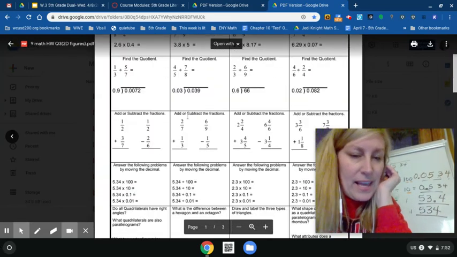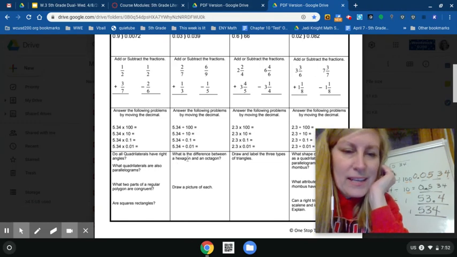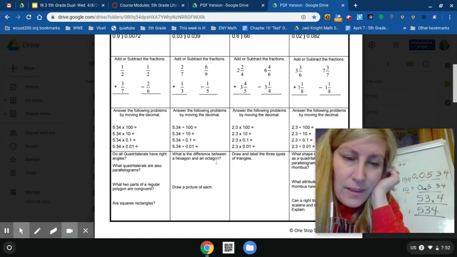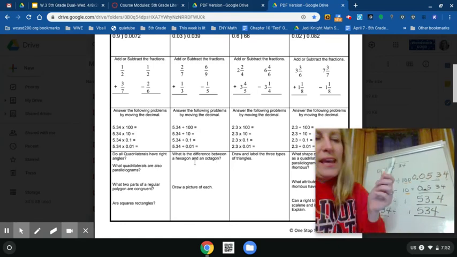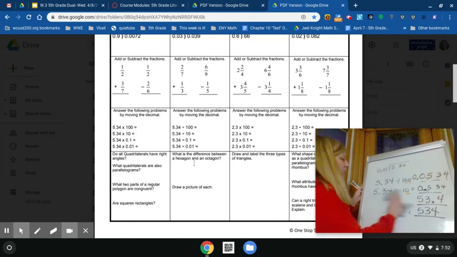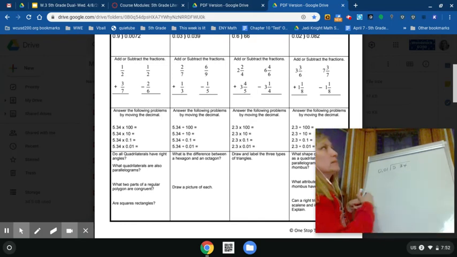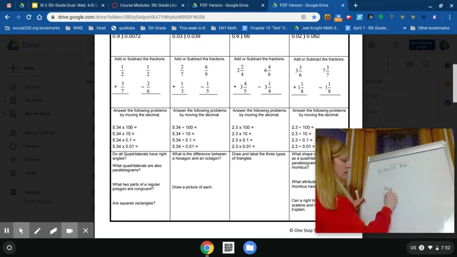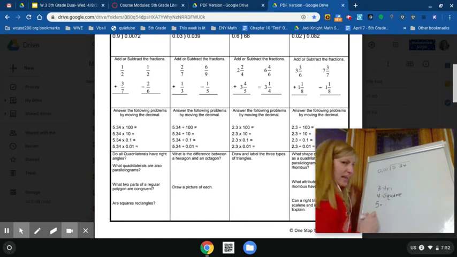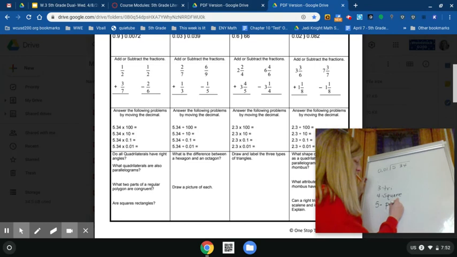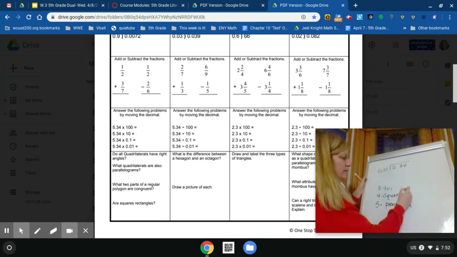Okay, and then when you're looking at what is the difference between a hexagon and an octagon? Well, they're both polygons with many, many sides. And if you keep on moving up, you've got triangle. Then we have a square or a rectangle or a rhombus. This is 3 sides, square has 4 sides. Then what has 5 sides? A pentagon, right? Pentagon.